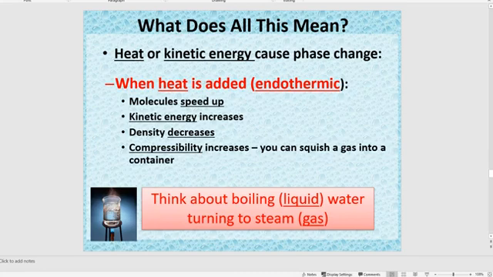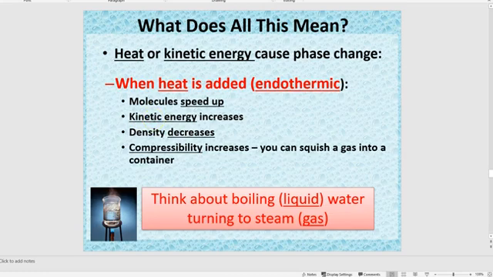What does all this mean? Heat or kinetic energy can cause a phase change. We can graph that. Endothermic and exothermic reactions can be graphed. What we need to know is when we add heat, molecules speed up. That means the kinetic energy increases when we add heat. Density, however, will decrease. Think about it. If you had an ice cube and you melt it, it is no longer a solid. The density decreased. It's now a liquid. If you keep heating it up, it becomes a gas, so density decreases. Please put a star by those 3 bullet points I just went over.